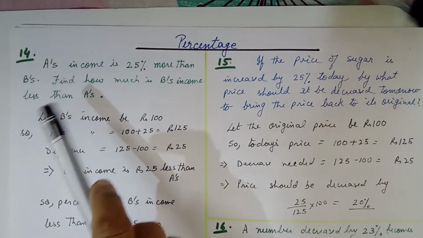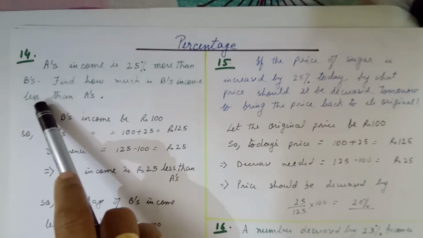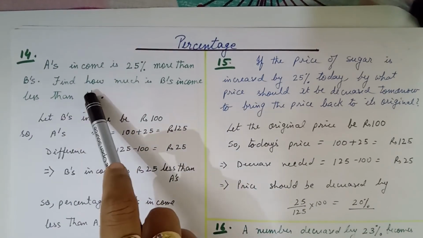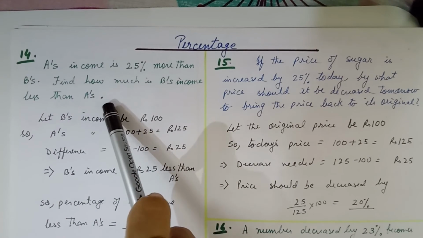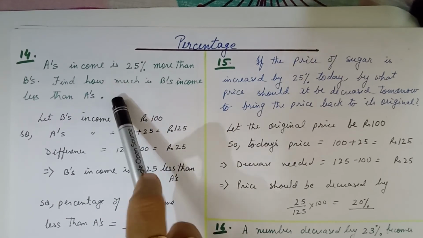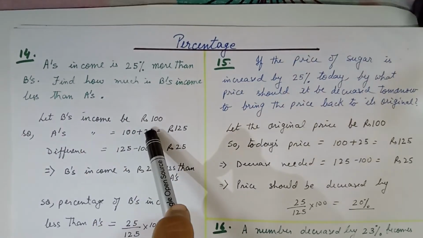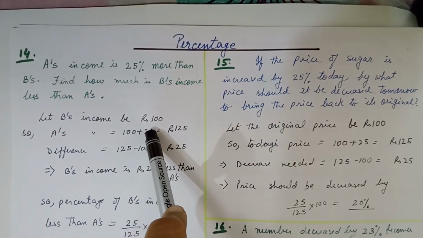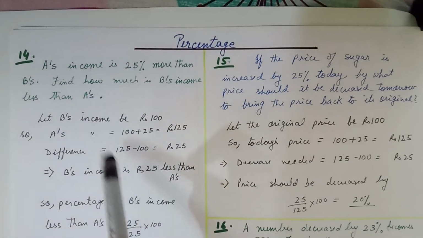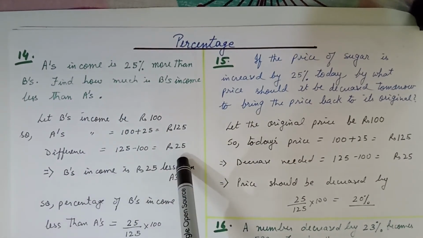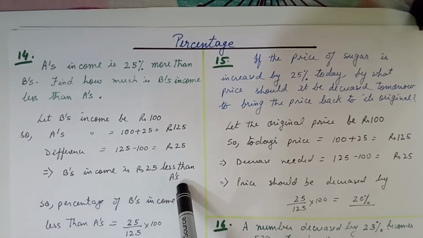Question number 14. A's income is 25% more than B's. Find how much B's income is less than A's. So here the comparison will be B with A. So let B's income be 100. So definitely A's income will be 125 because it is 25% more. The difference between the two is 25 rupees. That means B's income is 25 rupees less than A's.